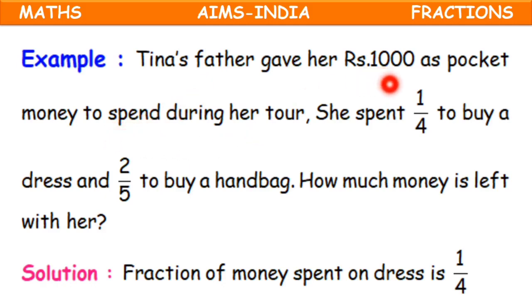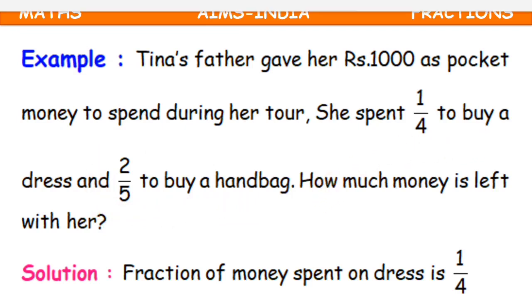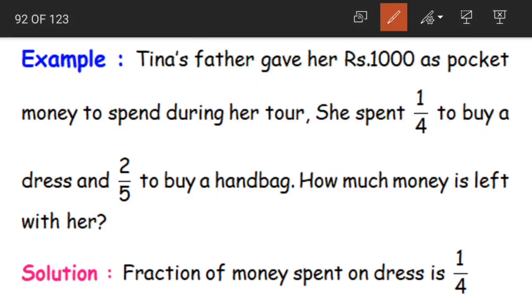Now from this 1000, she spent 1 by 4 of the money to buy a dress for her. And then again from this 1000, she spent 2 by 5 of the money to buy a handbag for her. Now we have to find out after spending. What should we find out?